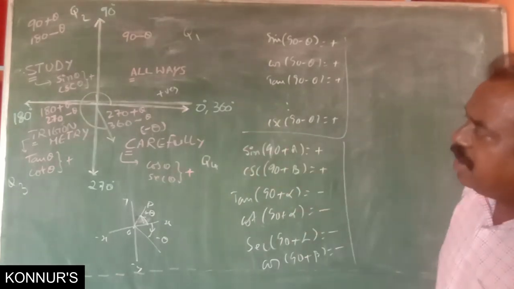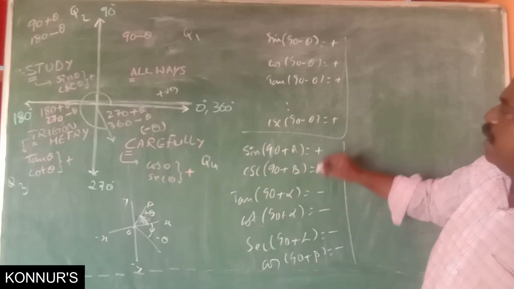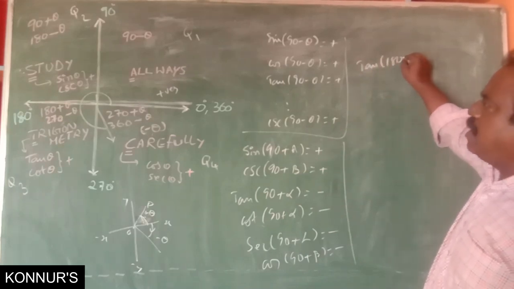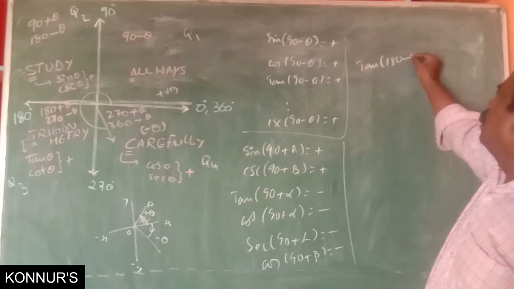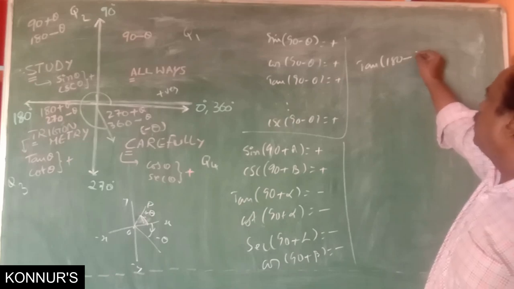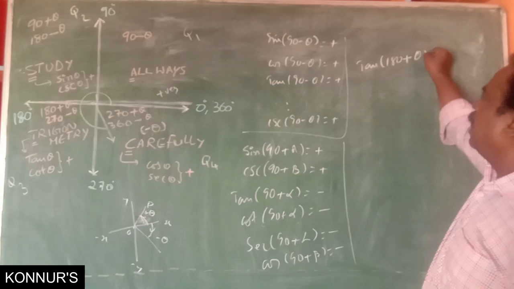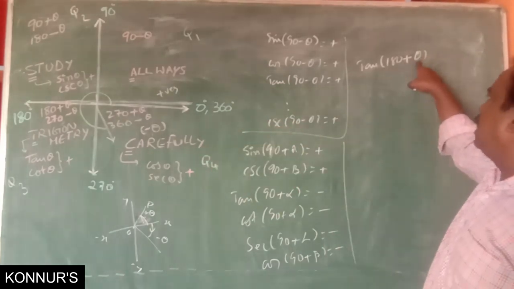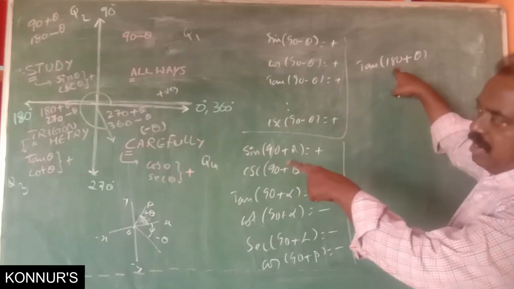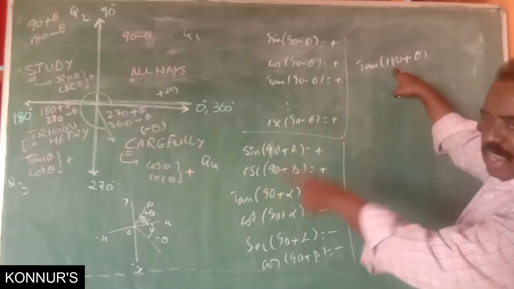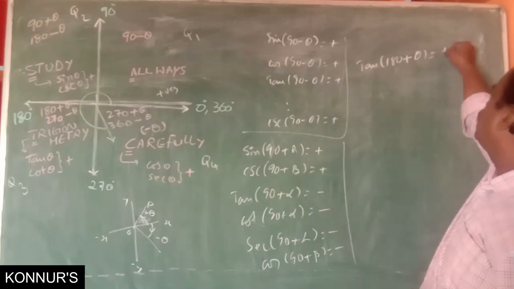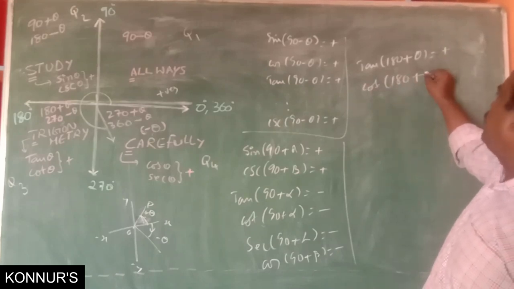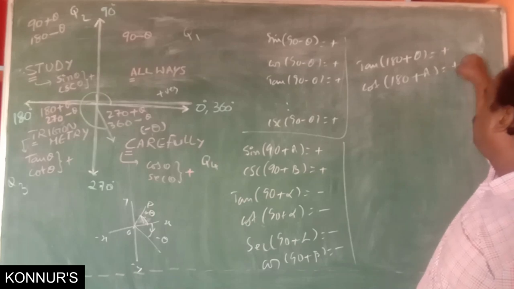Similarly, in the third quadrant, tan of 180 plus theta. I am going to the third quadrant. 180 plus indicates the third quadrant. In the third quadrant, tan and cot are the only positives. It is positive. Cot of 180 plus A is also positive.